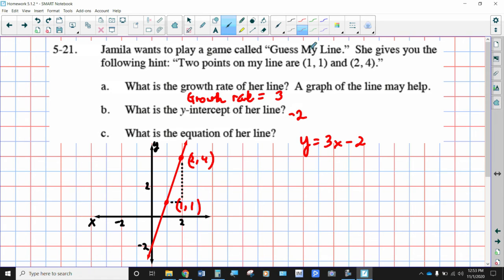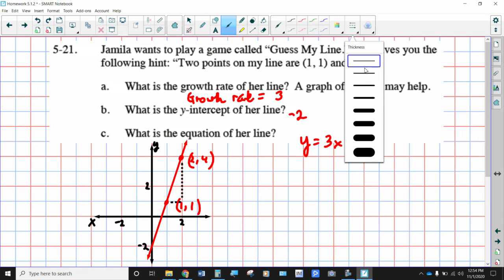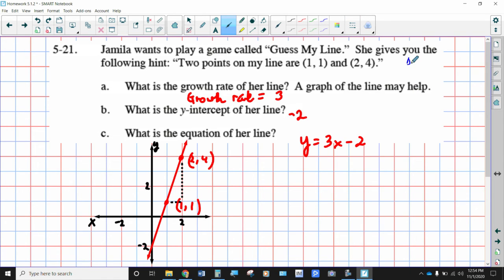Jamila wants to play a game called Guess My Line. She gives you the following tips or hint: 2 points on my line are (1, 1) and (2, 4). So if we want to figure out what the growth rate is for that situation, we just have to figure out what is the change in y over the change in x.